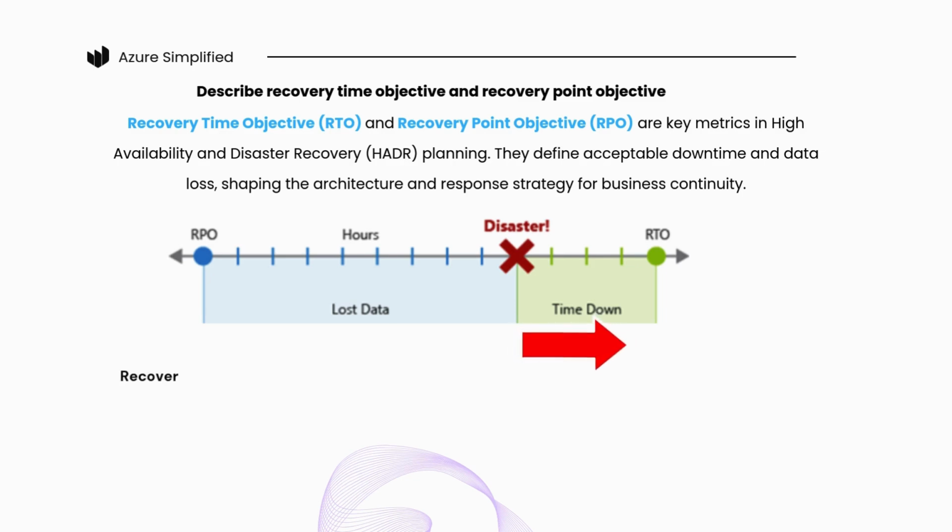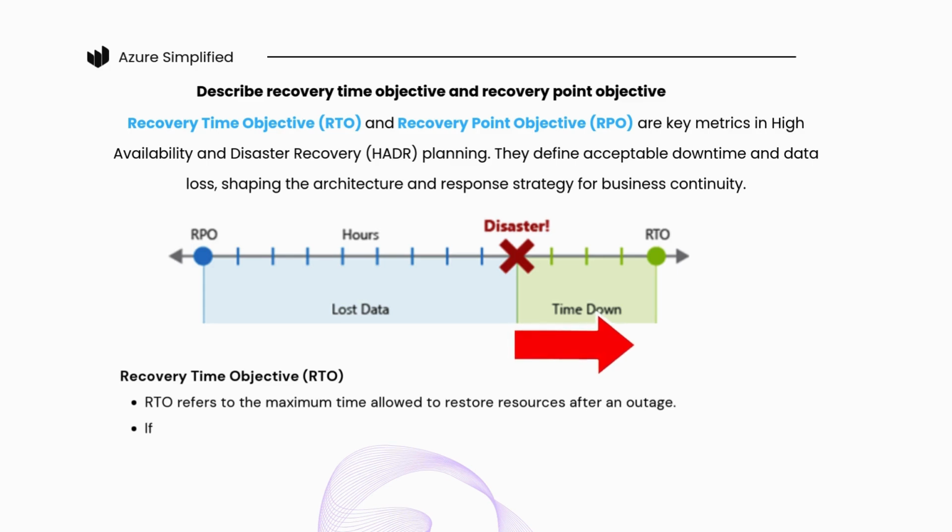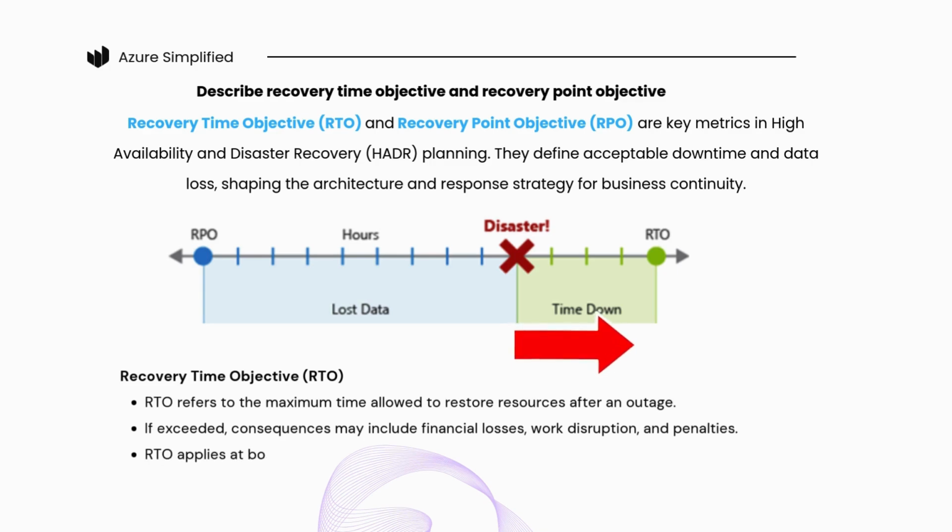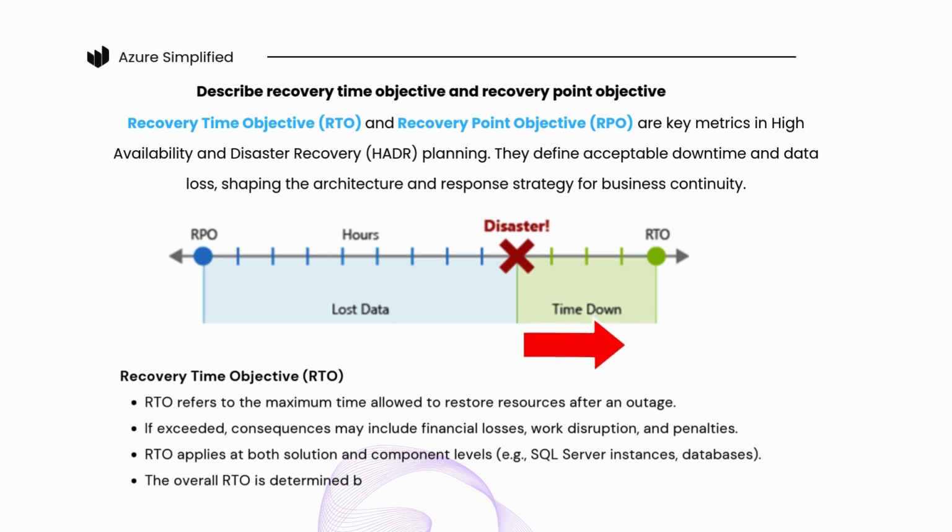2. Recovery time objective, RTO. RTO refers to the maximum time allowed to restore resources after an outage. If exceeded, consequences may include financial losses, work disruption, and penalties. RTO applies at both solution and component levels, e.g., SQL Server instances, databases. The overall RTO is determined by the slowest component in the recovery process.